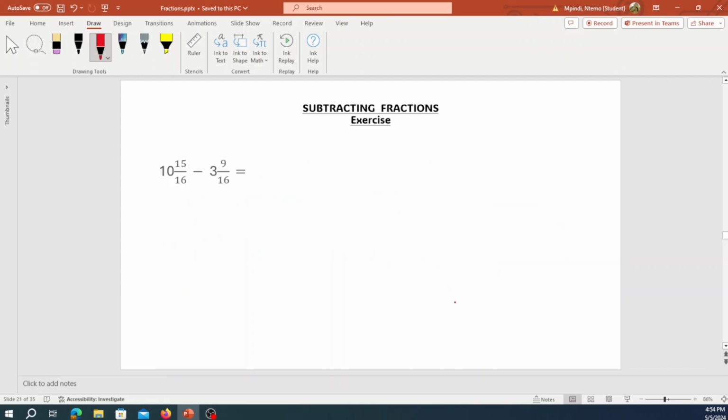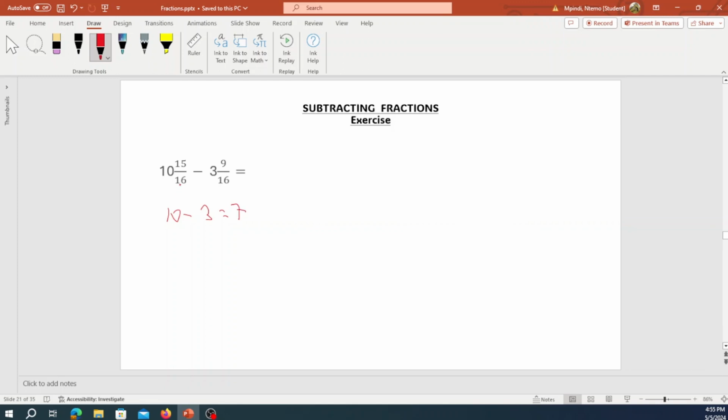So this is how it's supposed to be done. It's the same one we did. This is how it's supposed to be done to make life easier for you. So in this case, you see this 10 minus this 3 equals 7.